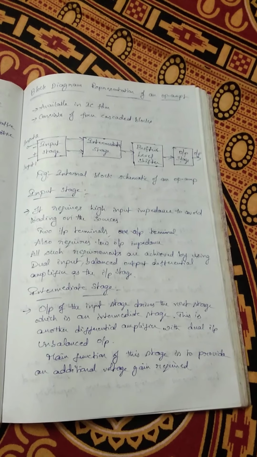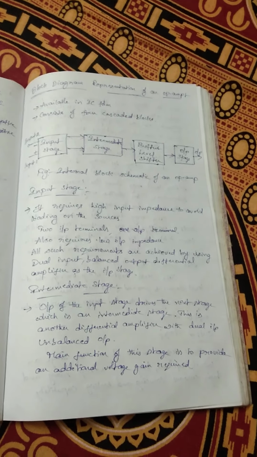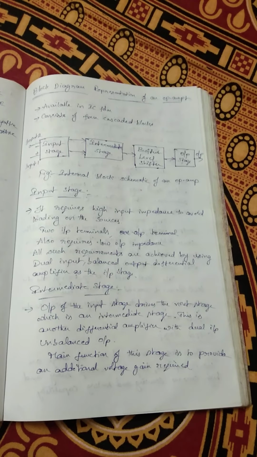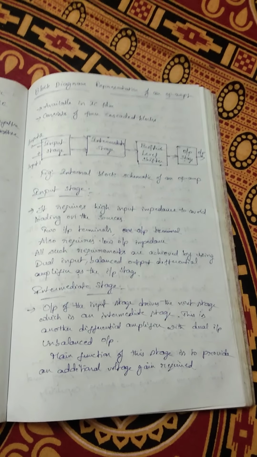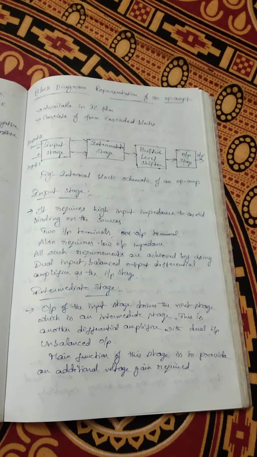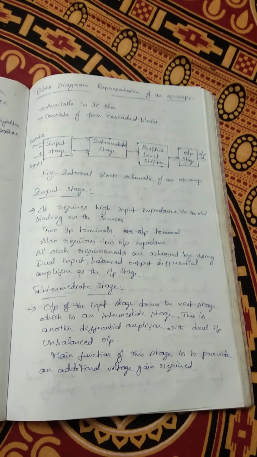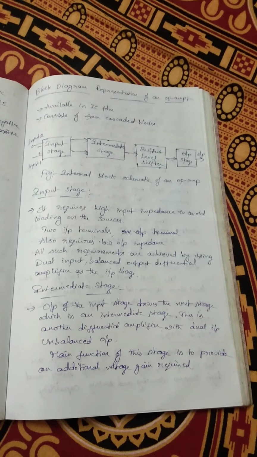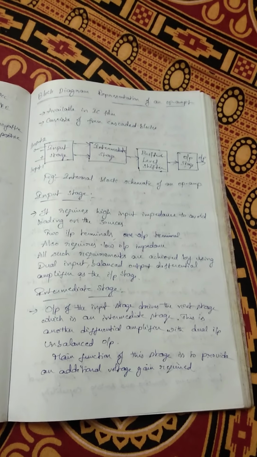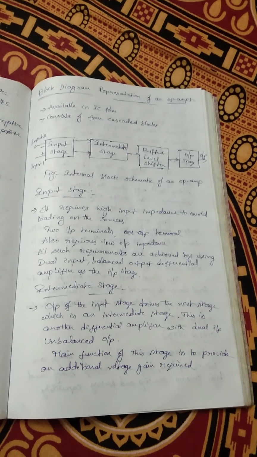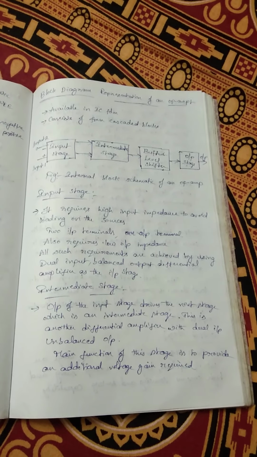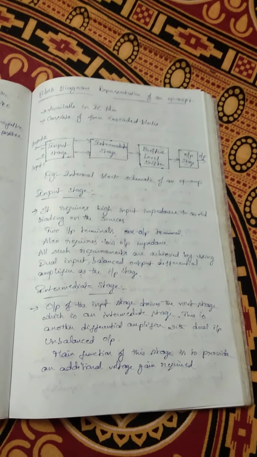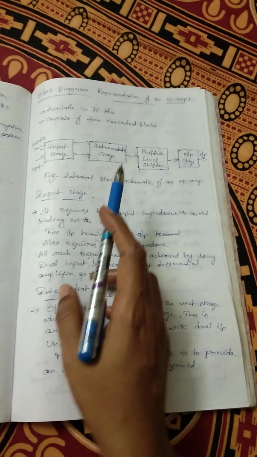All such requirements are achieved by using the dual input balanced output differential amplifier as the input stage. The function of a differential amplifier is to amplify the difference between the two input signals. The differential amplifier has high input impedance, and this stage provides most of the voltage gain of the amplifier. And second stage is the intermediate stage.